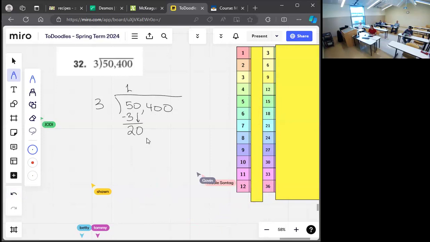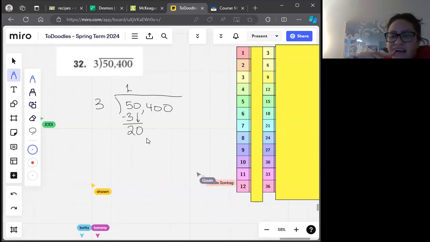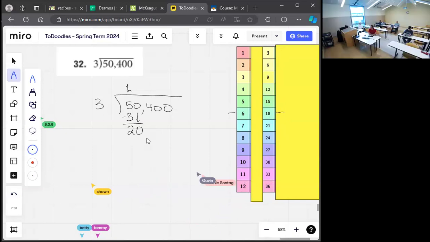So now I'm looking at 3 and 20. Which of the numbers in the counting by 3 column is almost 20, but not quite? 6. Yeah, 3 times 6 is 18. Now we'll bring down that 4. Now I'm looking at 24. 8. 3 times 8 is 24. I can hit that one exactly.